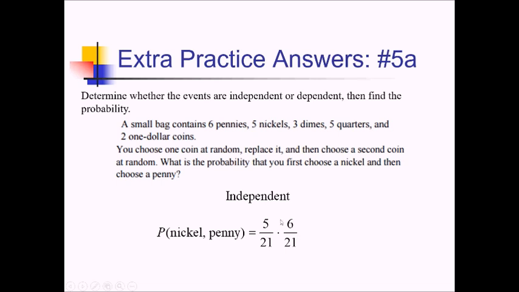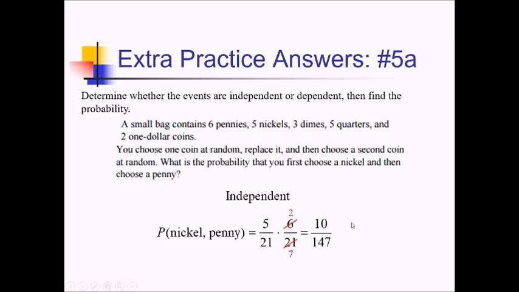And now I just have to multiply these out. I'm going to reduce it a little bit before I do, though. So the 6 and the 21, I can reduce by 3s, and we've got 2 over 7. Now multiplying, 5 times 2 is 10, and 21 times 7 is 147. So there's our probability.